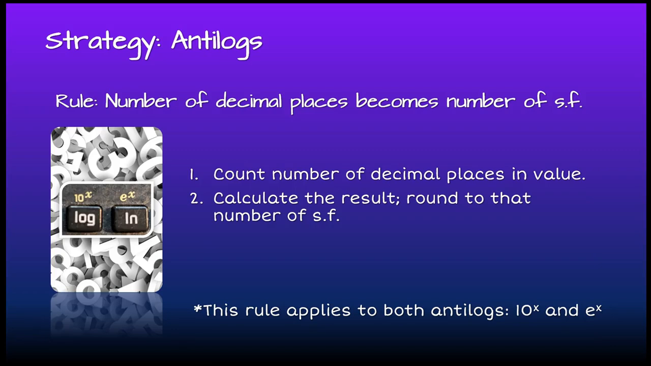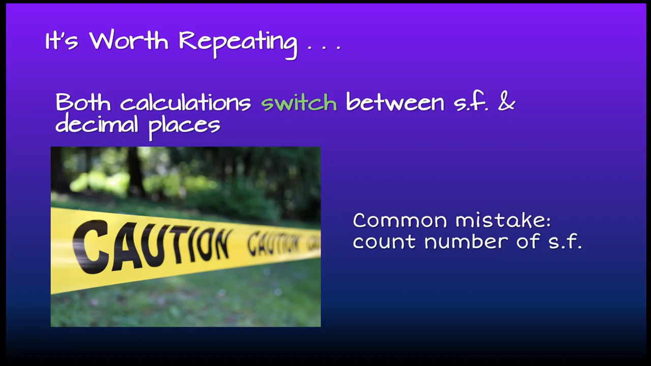If you run into a situation where the value has no decimal places, then round the final result to 1 sig fig. With logs and anti-logs, deliberately remind yourself that you have to switch between sig figs and decimal places in one direction or the other. That way, you'll be less likely to fall into the trap, which is just to count sig figs.